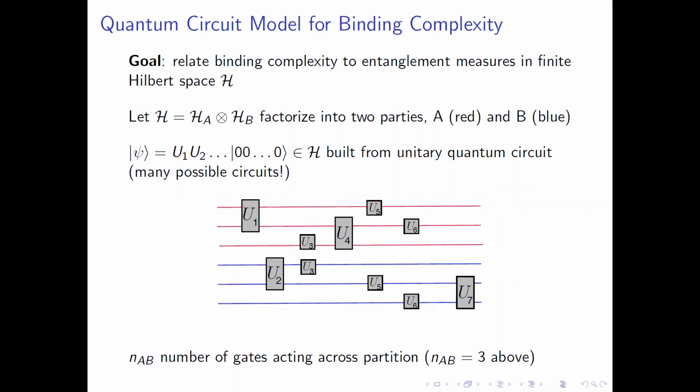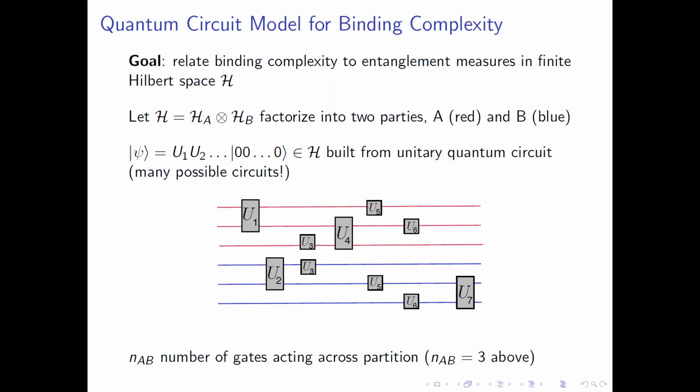Good, so let's start with bounds in qubit systems. So again, the goal is to relate the binding complexity to entanglement measures in a finite Hilbert space. Let's suppose at first for simplicity that we factorize into 2 parties. In the circuit, A will be the red party and B will be the blue party. And we have some target state that's prepared from, say, a factorized reference state with a sequence of unitaries. In this circuit, we have 7 unitaries.